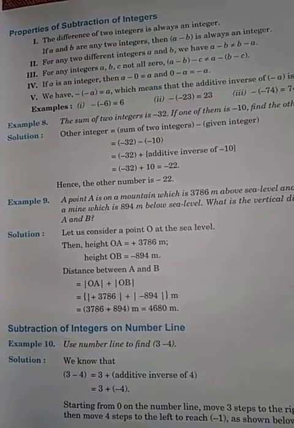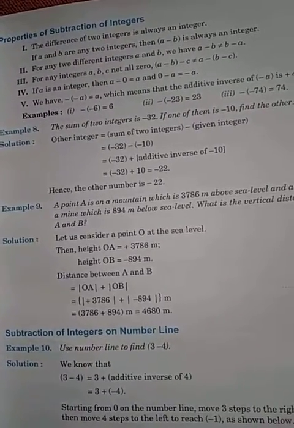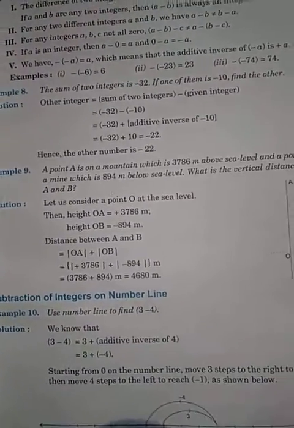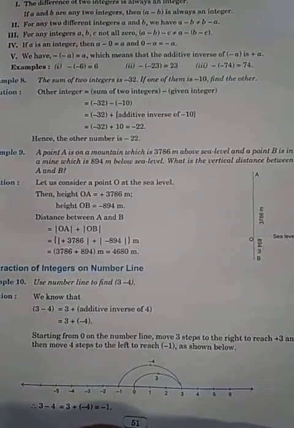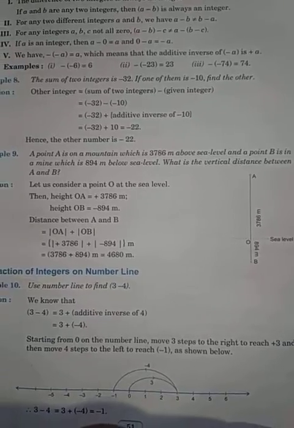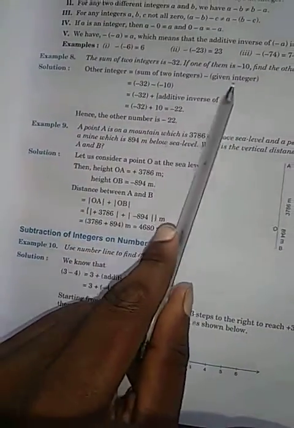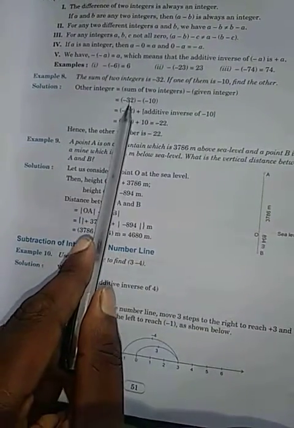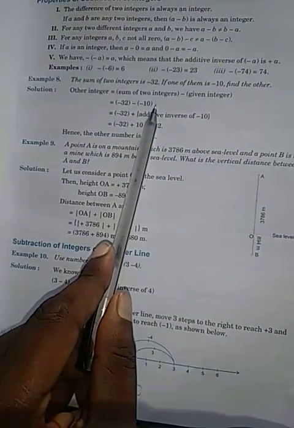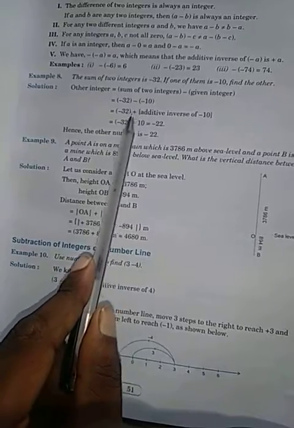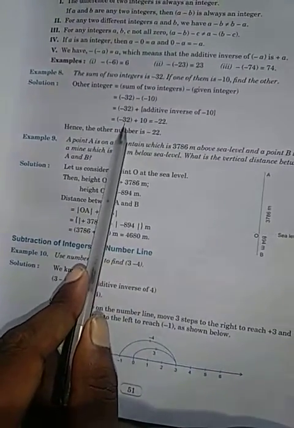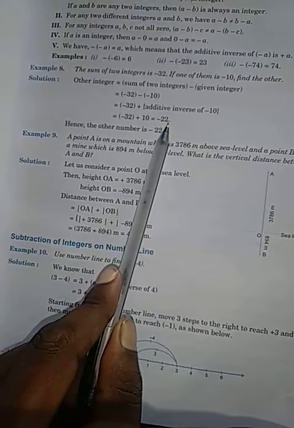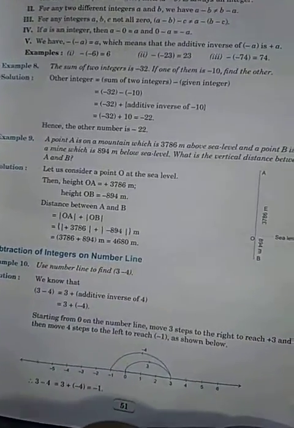Minus of minus 6 is equal to 6. Minus of minus 23 is equal to 23. The sum of two integers is minus 32. One of them is minus 10. Find the other. The other integer is equal to the sum of two integers minus the given integer. That is minus 32 minus minus 10, which is minus 32 plus the additive inverse of minus 10, that is plus 10. Minus 32 plus 10 is equal to minus 22. Hence the other number is minus 22.